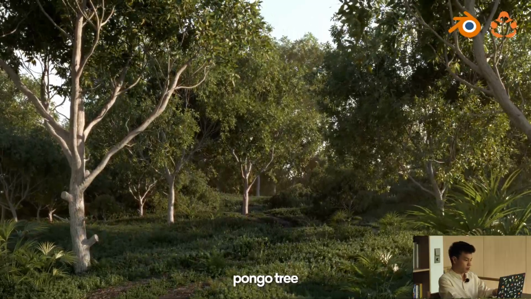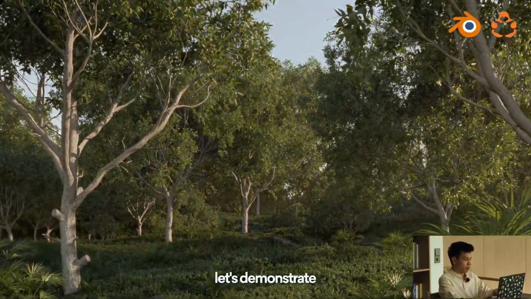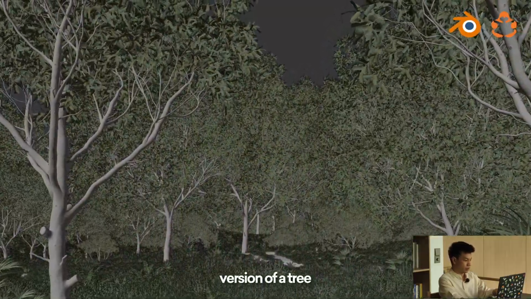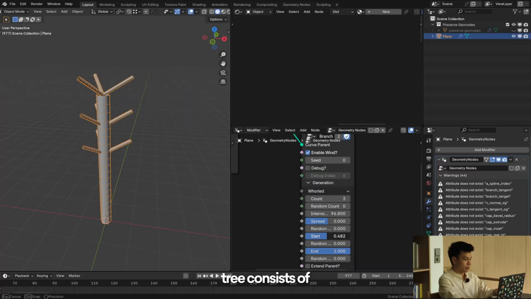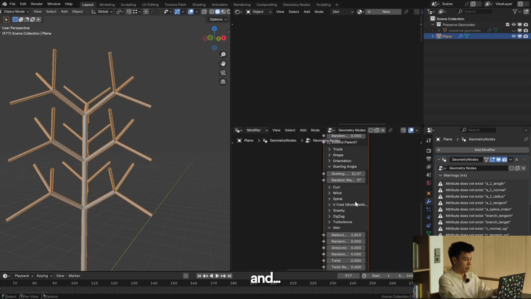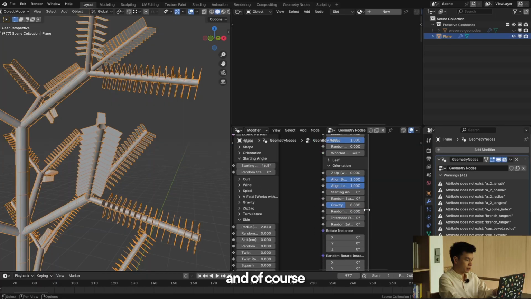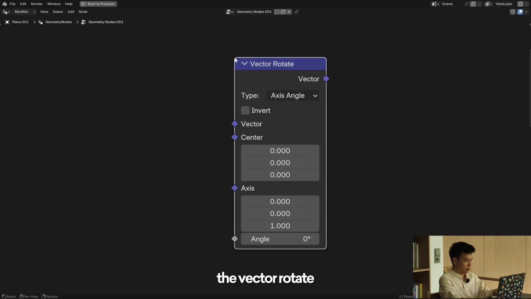So how does the Pongo tree really work this way? Let's demonstrate using a simplified version of a tree. Basically, trees consist of trunk, branch, and branch gain, and of course, the leaves. Well, this is the secret sauce of all of it, the factor rotate.